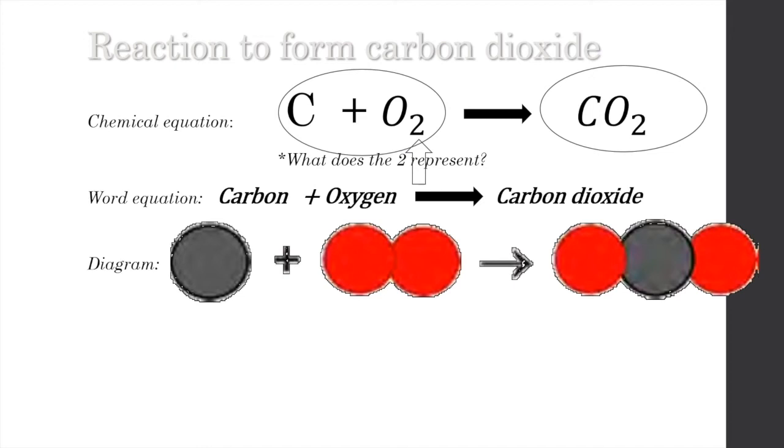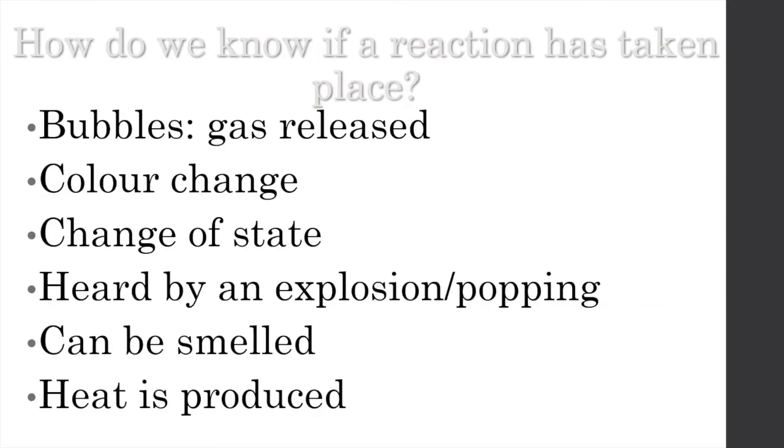If we have a look at the word equation, we have carbon plus oxygen, and it will give us carbon dioxide. Again, the diagram equation shows us how the atoms will rearrange and bond with one another when the chemical reaction takes place to form the compound. Now, how are we able to identify if a reaction has taken place? There are certain things you can look out for to see if a chemical reaction has indeed taken place.